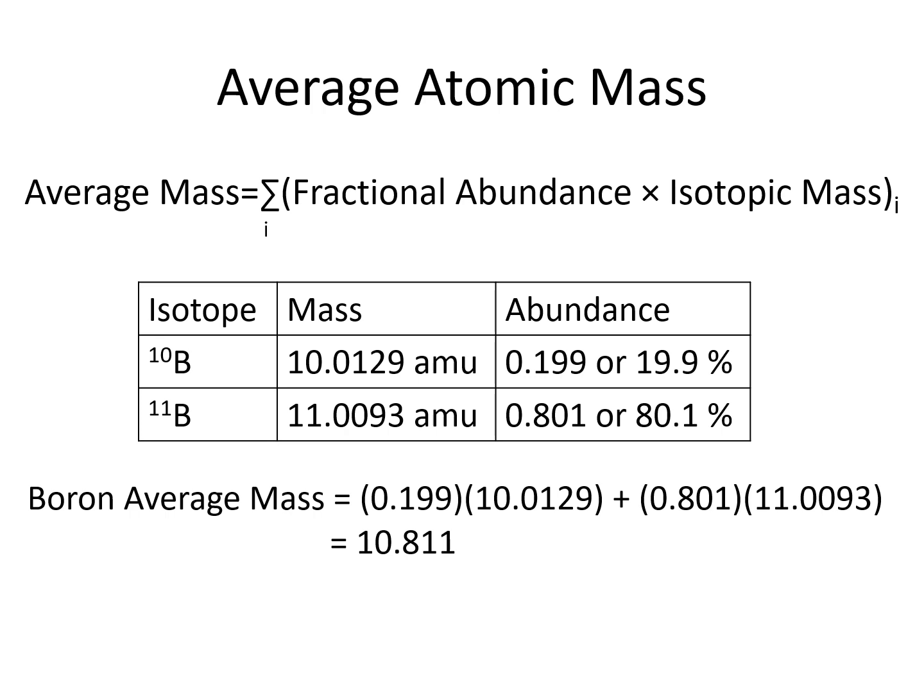We take the abundance of boron 10 in decimal form and multiply it by the mass of boron 10. Then we take the abundance of boron 11 in decimal form and multiply by the mass of boron 11. And then we add the results to get the average atomic mass of boron. We come out with 10.811, which is the number listed in the square for boron on the periodic table.